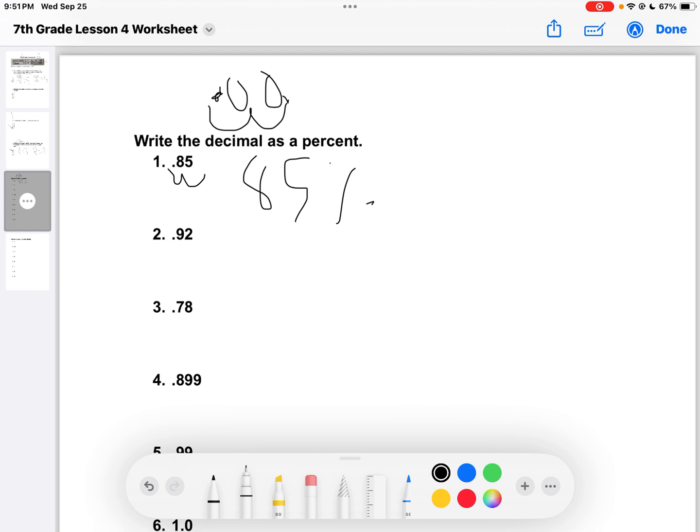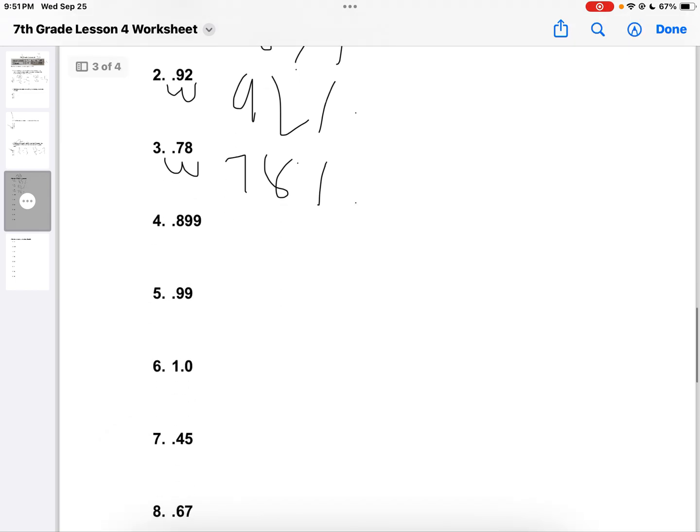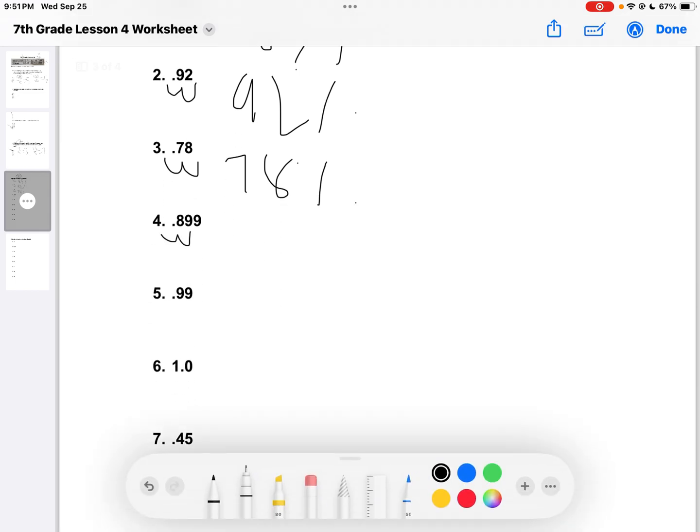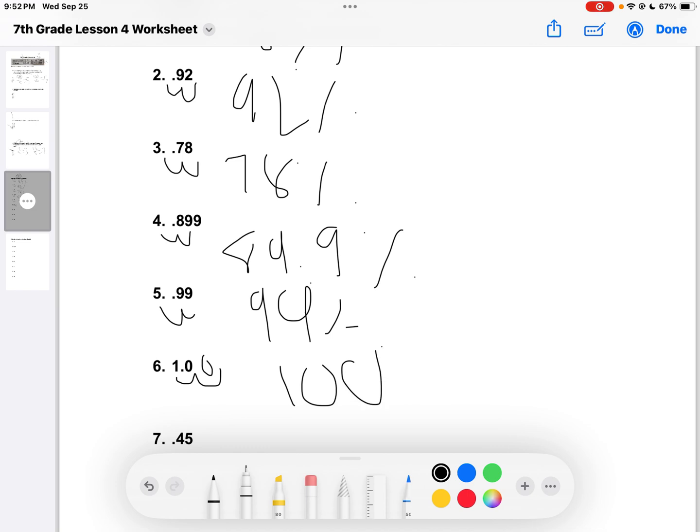So for number 2, same thing, 2 to the right to get 92%. Number 3, 2 to the right, 78%. Number 4, 2 to the right, 89.9%. 2 to the right to get 99%. Over here, 2 to the right, add a 0, so it's 100%.